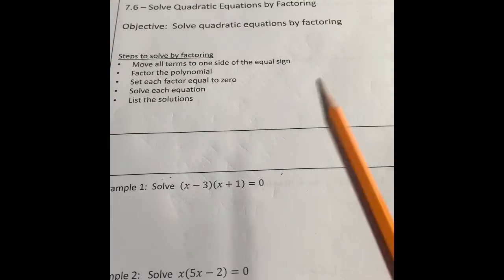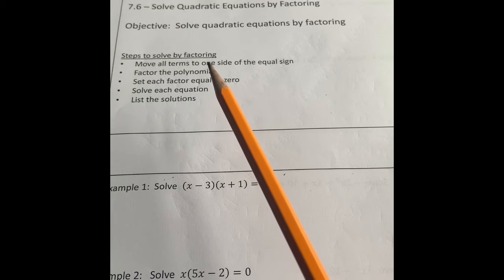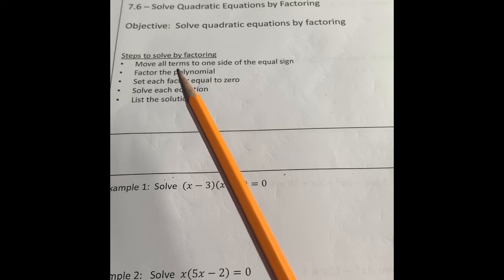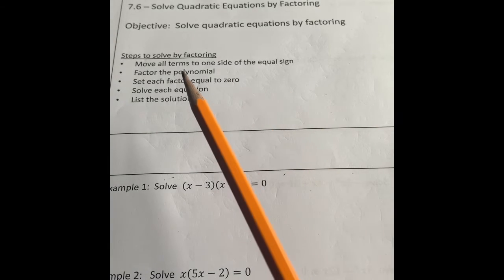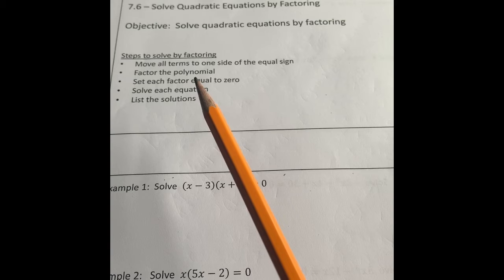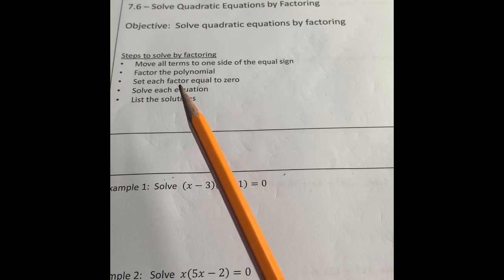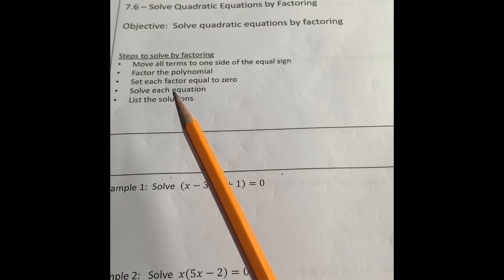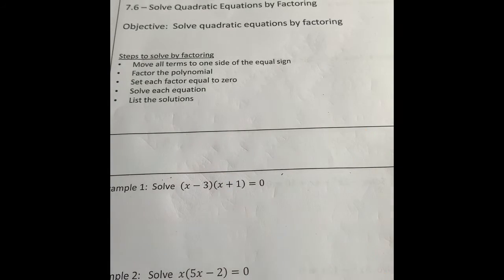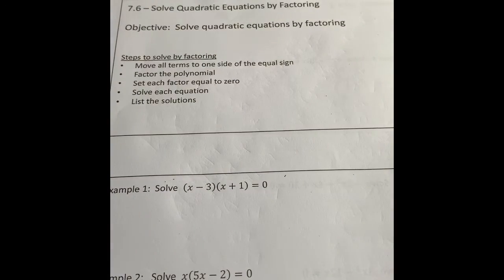So we are going to follow these set of steps to help us solve by factoring. First, we're going to make sure we move all terms to one side of the equal sign. Usually we will move everything to the left. After that, we will factor the polynomial. We will set each of those factors equal to 0. And then we will solve each equation, and then we will list the solutions. There's no particular order that I'm going to have you list the solutions. Just make sure that all are listed.